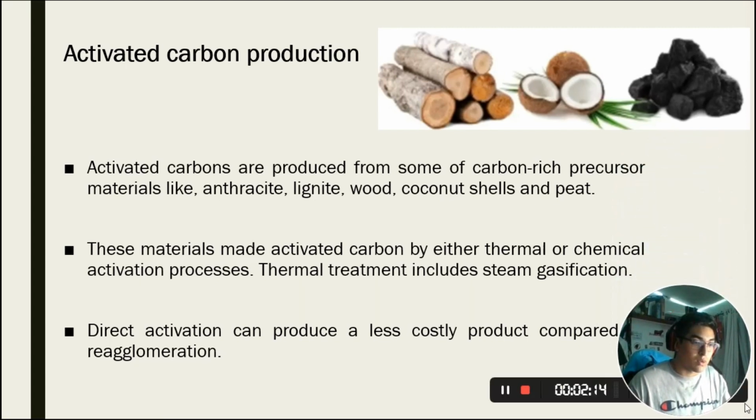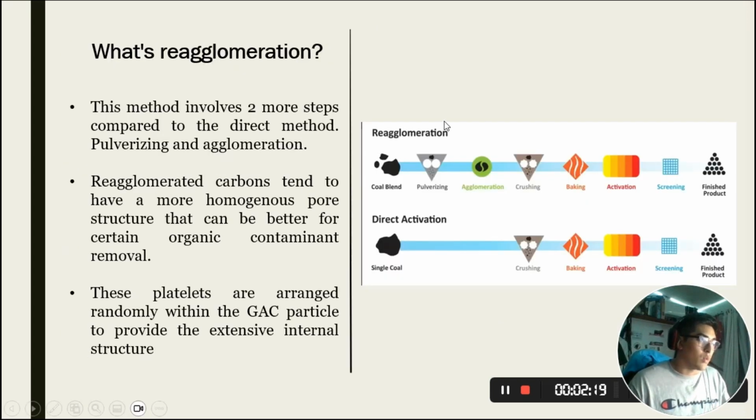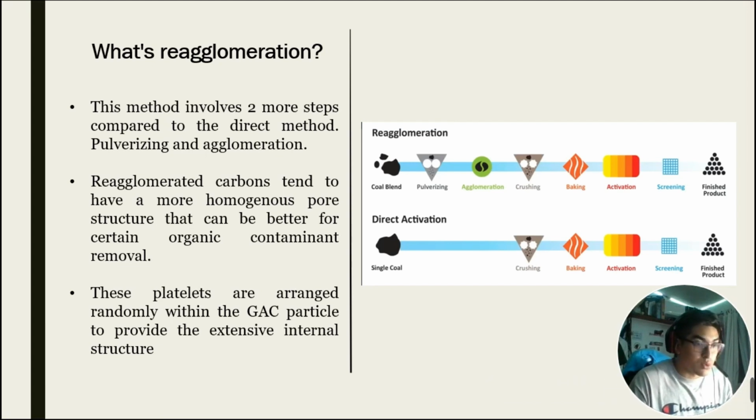Well, I'm going to talk about what this means, right? What is reagglomeration, first of all? We need to know that this method involves two more steps compared to the direct method: pulverizing and agglomeration. The reagglomerated carbons tend to have a more homogeneous pore structure that can be better for certain organic contaminant removal. These platelets are arranged randomly within the GAC particle to provide the extensive internal structure.